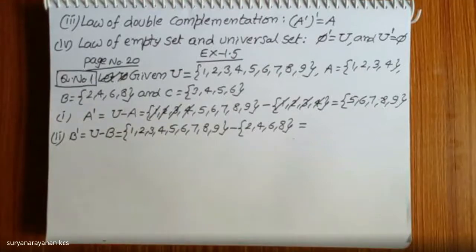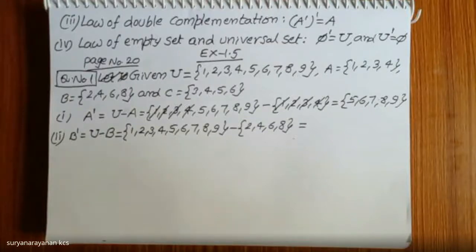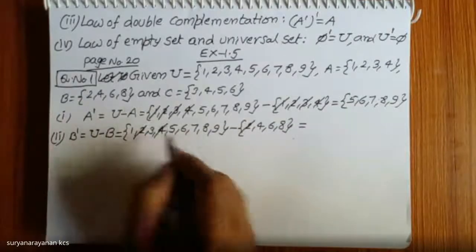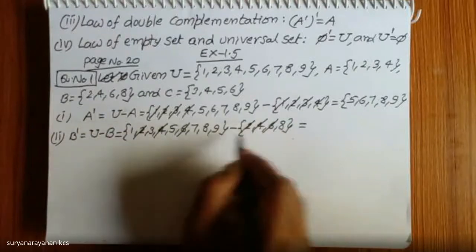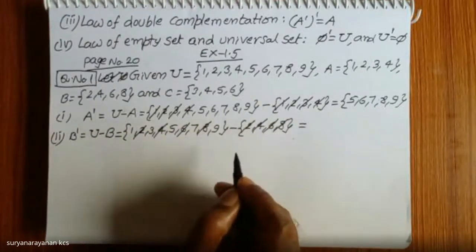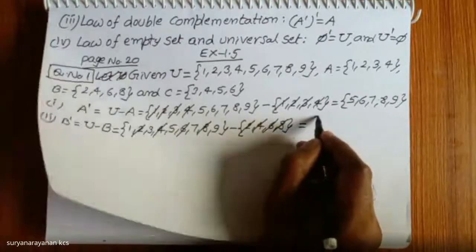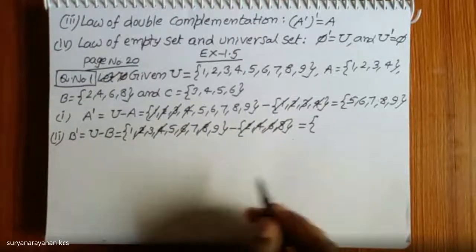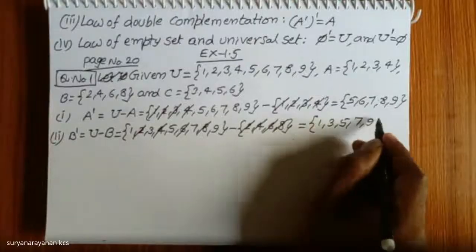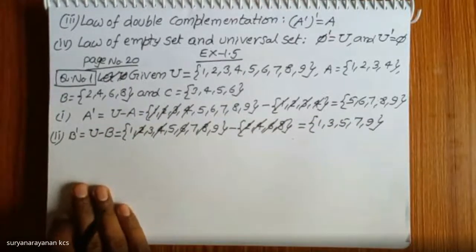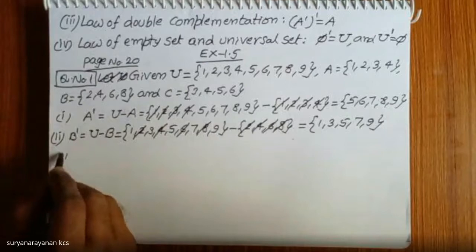Who will tell? Okay, Samuel, tell me. Tell me, my dear Samuel. Yes. Sir, we should cancel, sir. First, we have to cancel the common elements. Okay. What are the common elements? Sir, 2, 4, 6, 8. These are the common elements in both sets. Now tell me the answer. So 1, 3, 5, 7, 9. Yes. This is B dash. Okay, my children. Right.